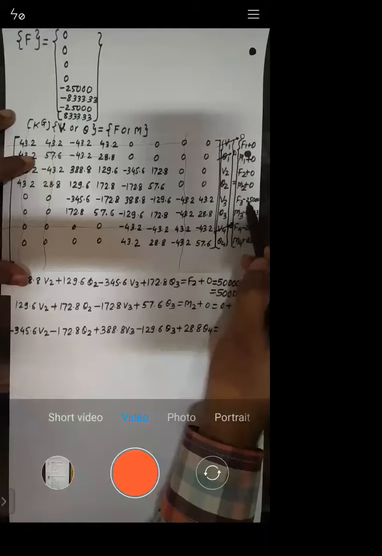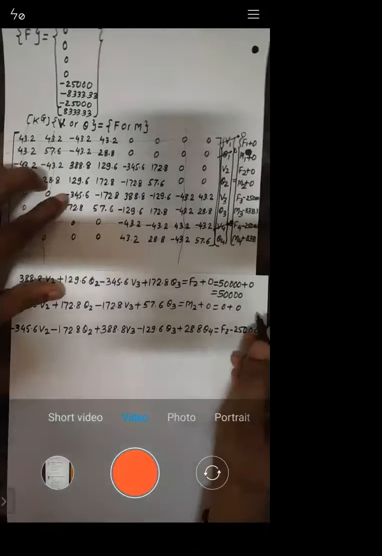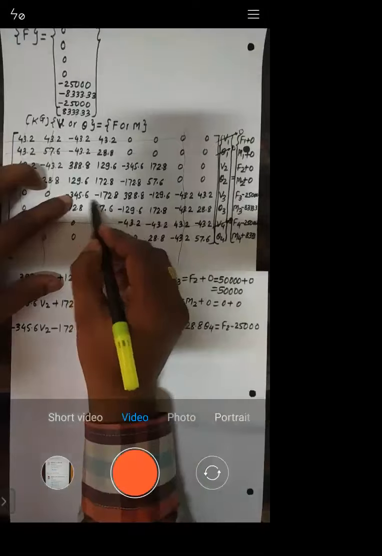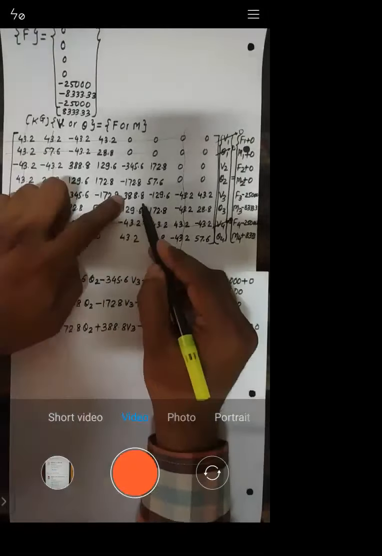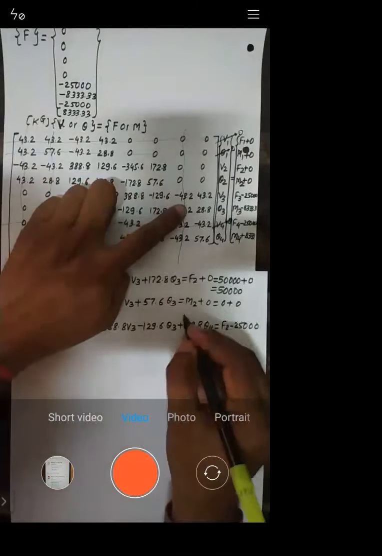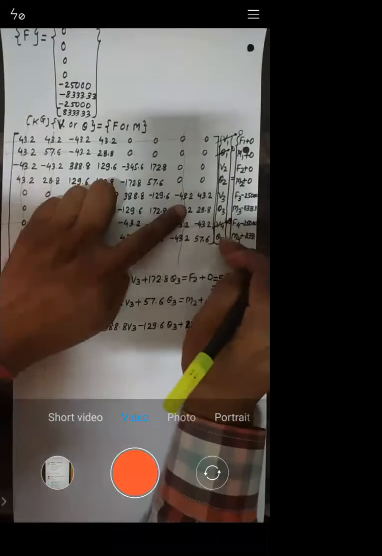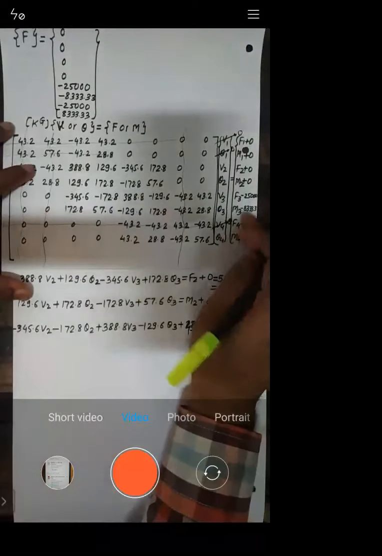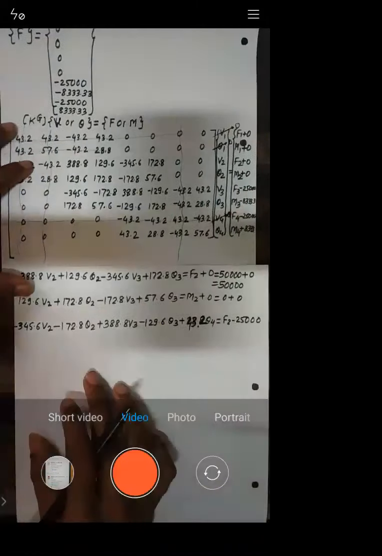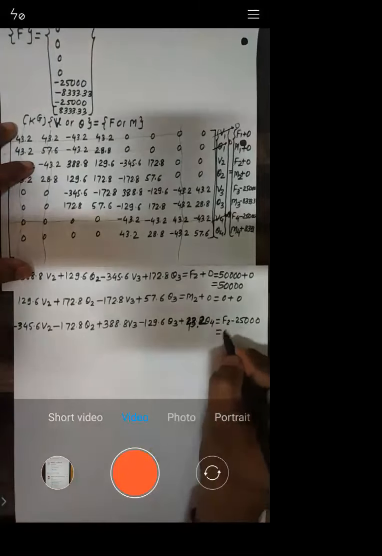This is equal to F2 minus 2500. Let me do that: minus 345.6, minus 172.8, 388.8, minus 129.6, and this is 43.2, right? This is 43.2 into the last term theta 4, equal to this F3 minus 2500. Now same like that, is there any force applied at node 3? No, it is 0. So this will come as 0 minus 2500.